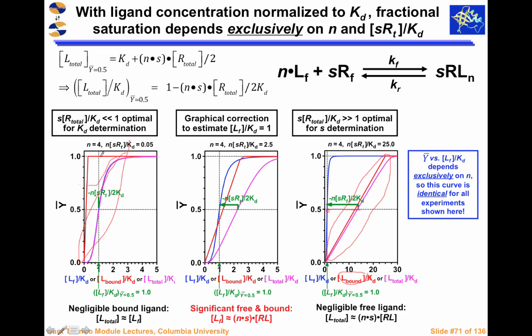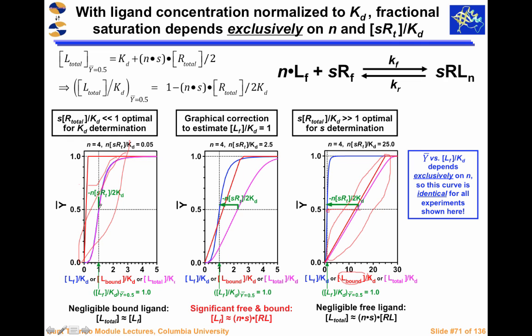In this regime, where NSRT over KD is much less than 1, NSRT is much less than KD. The amount of bound ligand is very small compared to the amount of free ligand if NSRT is much less than KD. Our total ligand curve is about equal to a free ligand curve because there just isn't much ligand bound. This is a great regime for determining KD because the midpoint of fractional saturation in free ligand is KD. We can vary directly without any correction. We don't have to worry about the correction here because it's so small. We read off the KD.